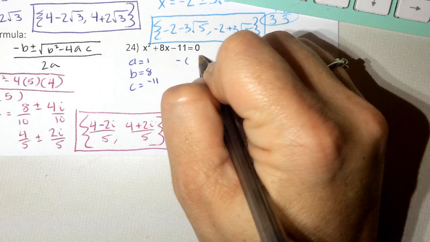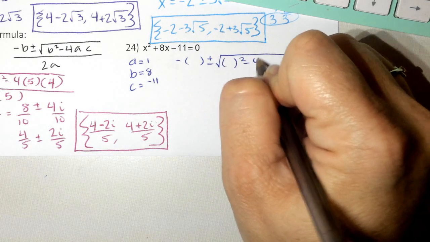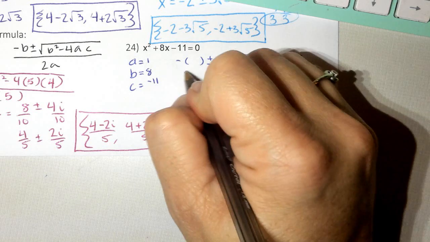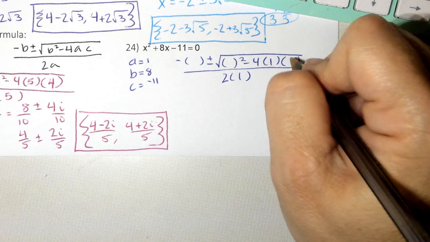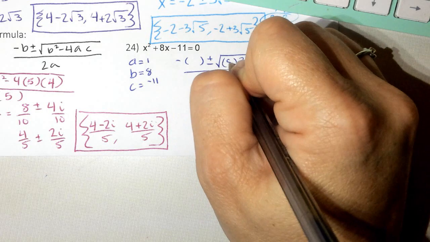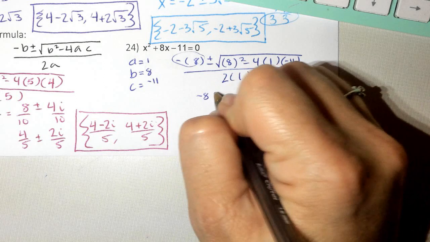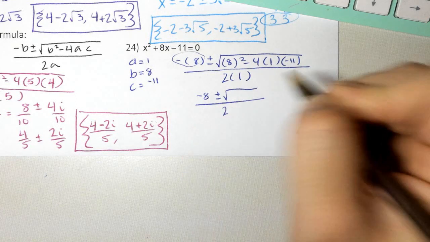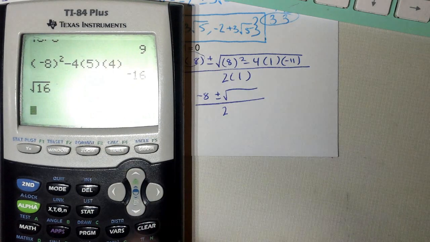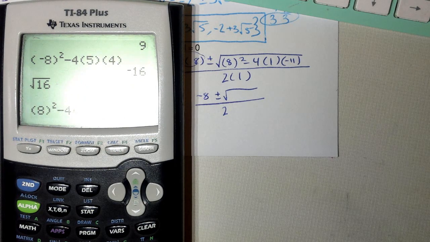So negative b plus or minus square root b squared minus 4 times a times c. Build my skeleton. A is 1, c is negative 11, b is 8. So again, in 3 places. So negative 8 plus or minus square root of something. 2 times 1 is 2. And then just what's under the house. So 8 squared minus 4 times 1 times negative 11.